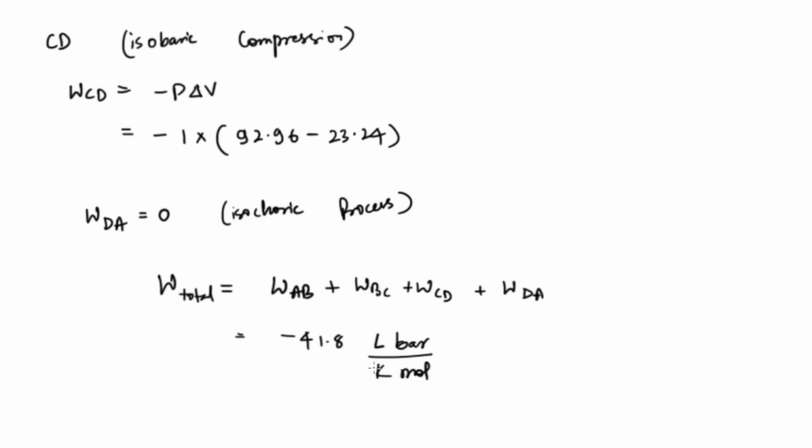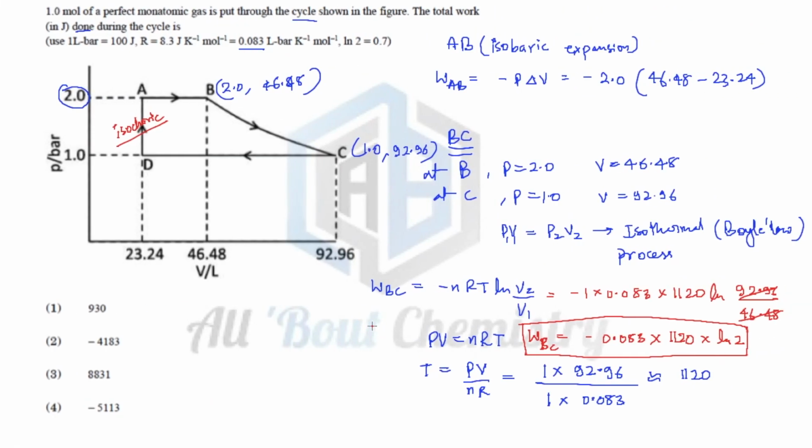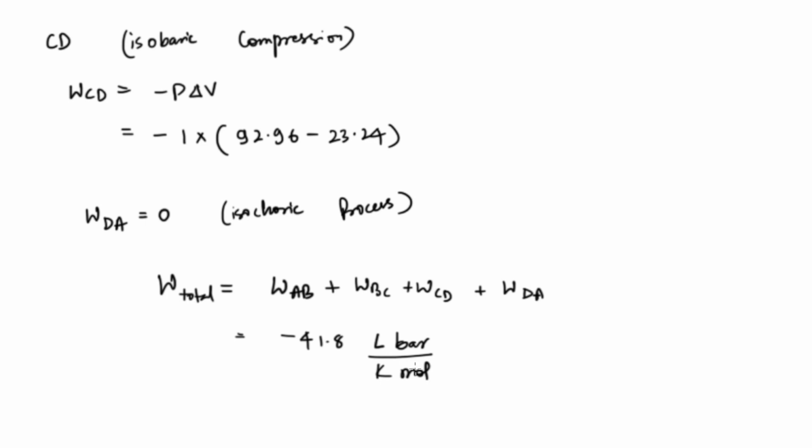Basically, whatever you have got is in this particular unit. You have to convert that into joules. I guess in the question we have how to convert that. Liter bar you can convert into joules by multiplying it with 100. So liter bar is the unit which we have, and in order to convert that into joules per Kelvin mole, we just have to multiply it by 100. So minus 41.8, and you multiply by 100 to convert this into joules.